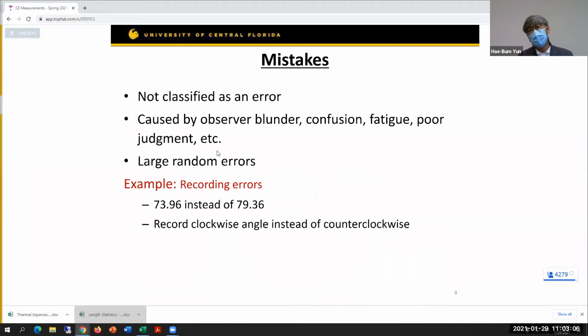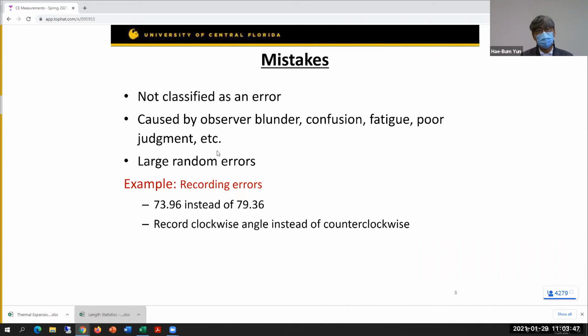Okay, then I want to point out the difference between an error and a mistake. A mistake is not an error. It is caused by observer blunder, confusion, fatigue, poor judgment, and so on. So this is not an error. And when you have a mistake, it could be a large random error, okay?